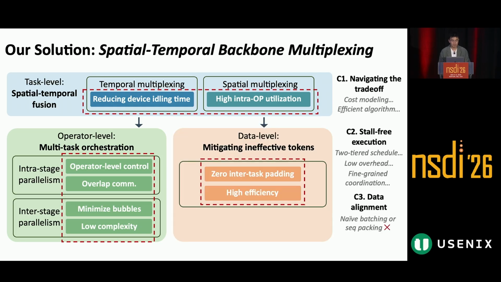At the data level, we should mitigate the ineffective tokens when batching tasks with different data sources. The common strategies such as data batching or packing into a long sequence either introduce ineffective tokens or waste attention computation. So we wish to design an effective approach to achieve zero inter-task padding while ensuring high computational efficiency.